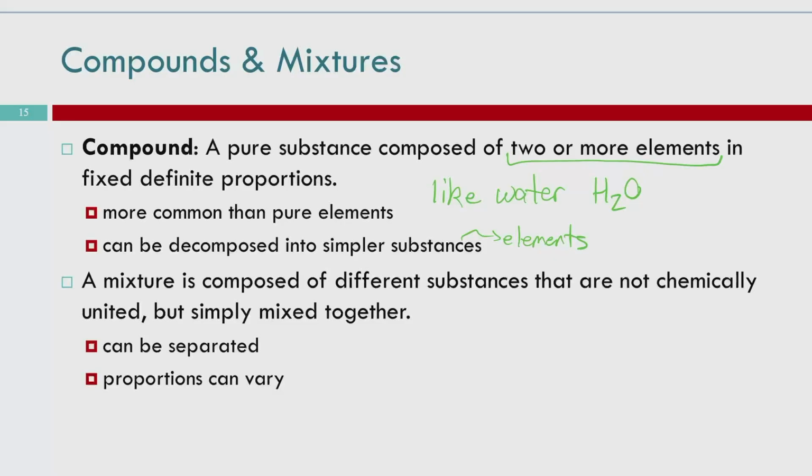And if you don't have a pure substance, that means you've got a mixture. And a mixture is going to be composed of two or more substances, either elements or compounds, that are just in the same vicinity. They're not chemically bonded to each other. You just lumped them all together.